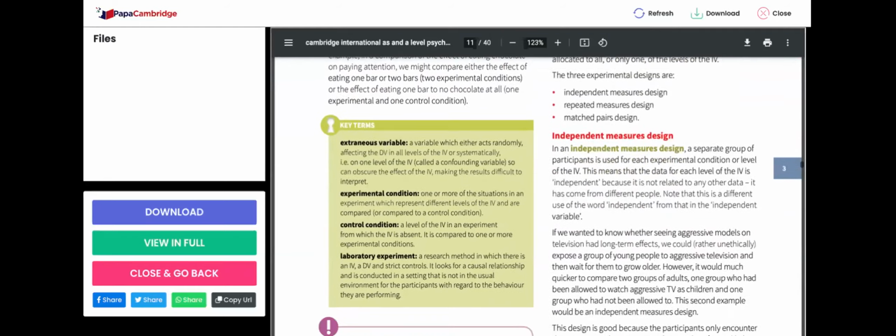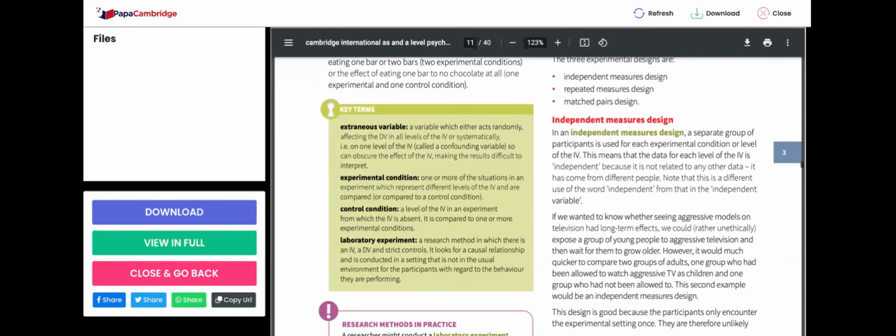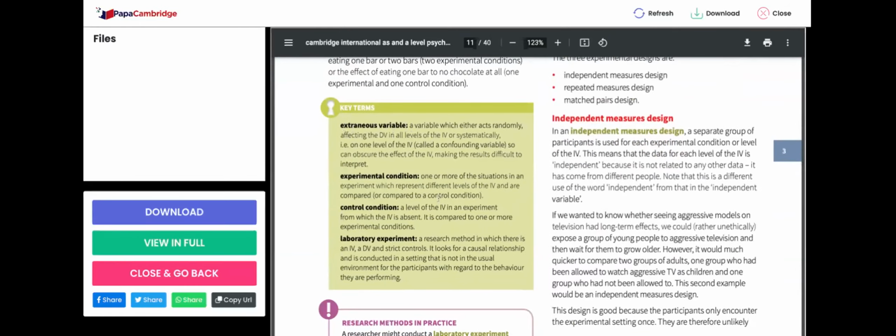Are we clear till here? Yes. Please read these key terms and let me know when you're done. I just want you to overview them.